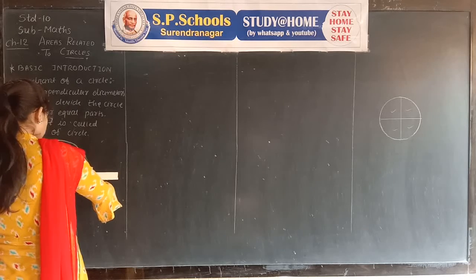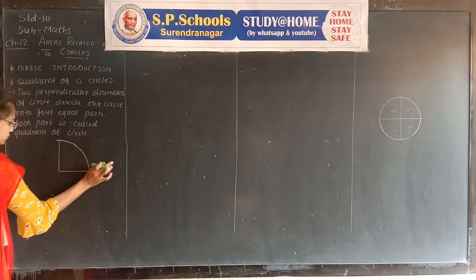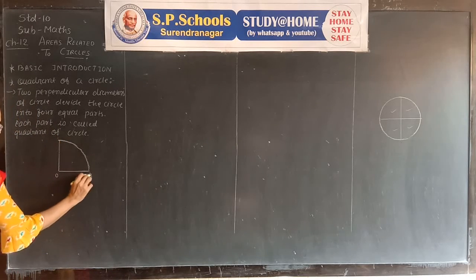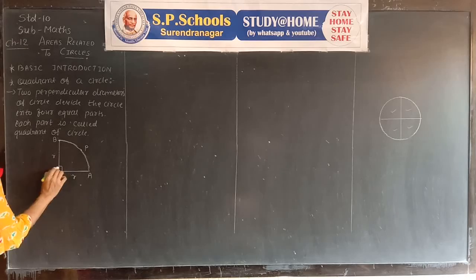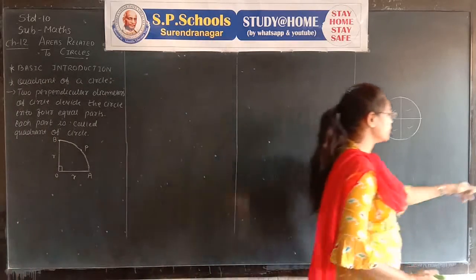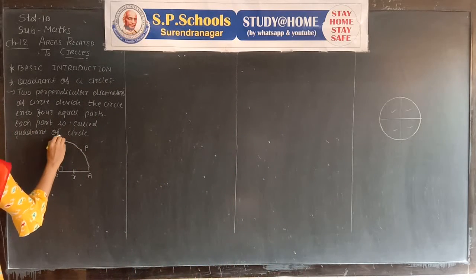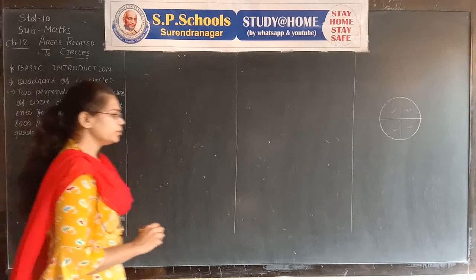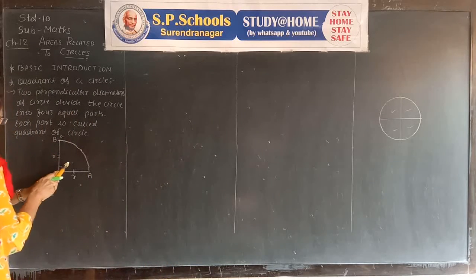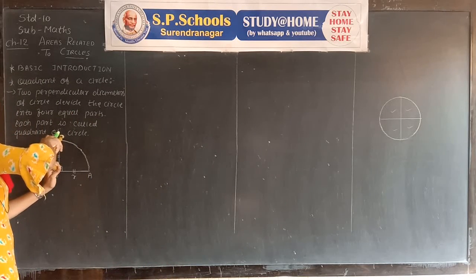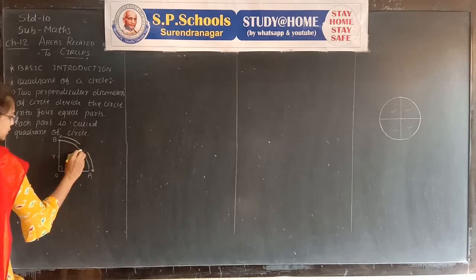It is a radius and this is also a radius. O, A, P, B, r and r. Here the angle AOB is 90 degrees. OA and OB are both equal. The arc length from the point B to the point P.